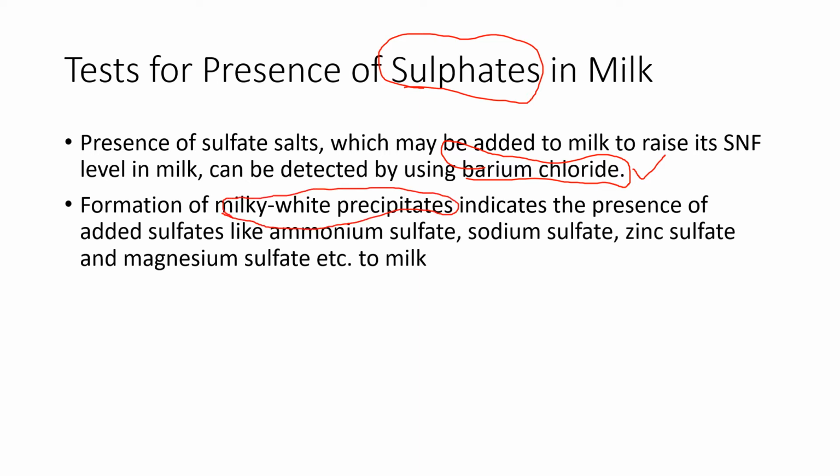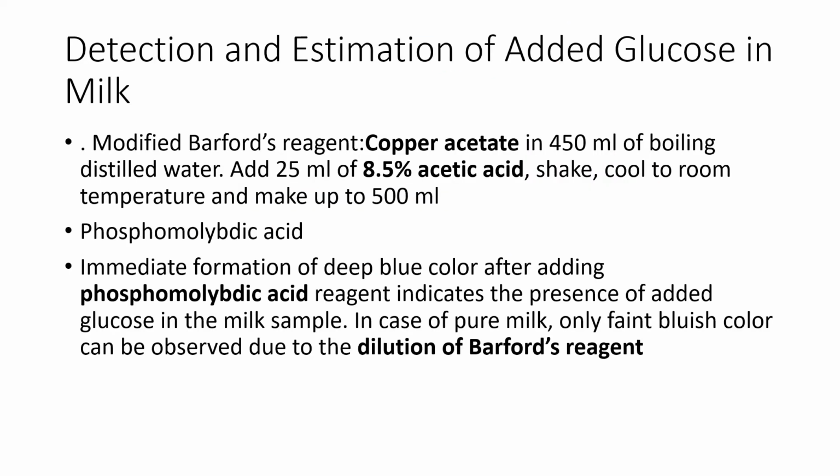There are various kinds of sulfates that could be added. One is ammonium sulfate, sodium sulfate, zinc sulfate, and magnesium sulfate, etc. Okay, so just remember sulfates, barium chloride, milky white precipitates. These are the very basic essential things that you should be knowing.